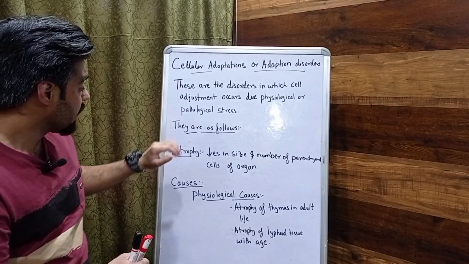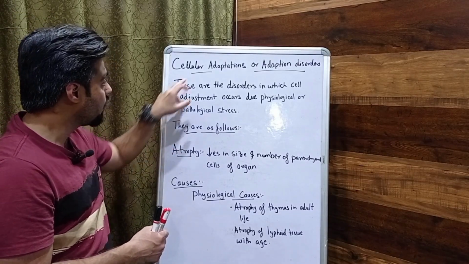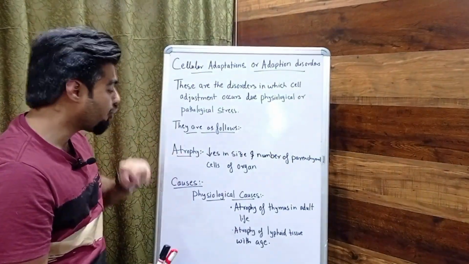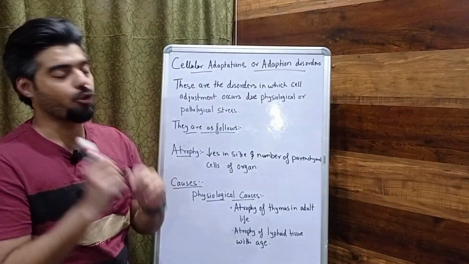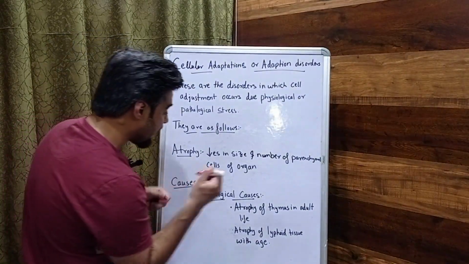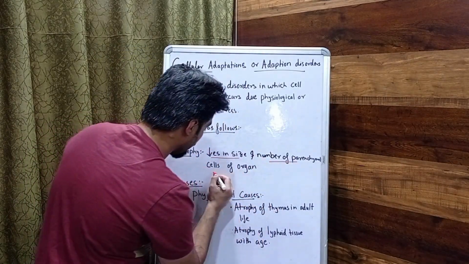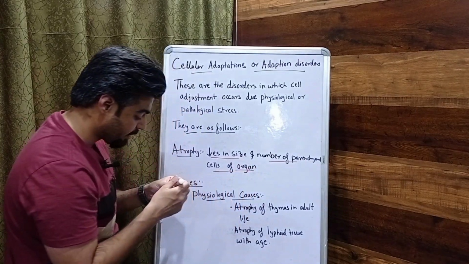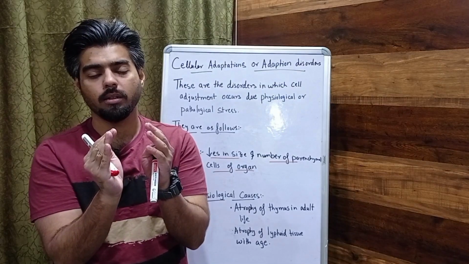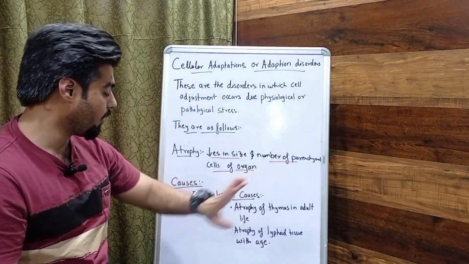Now, we are going to see how many types of cellular adaptations there are. Number one is atrophy. What is atrophy? Atrophy is a decrease in the size and number of parenchyma cells of an organ. So what is it basically? Decrease in the size and decrease in number of the parenchyma cells of an organ.